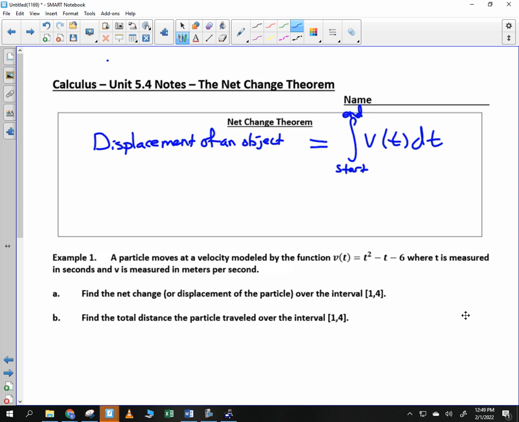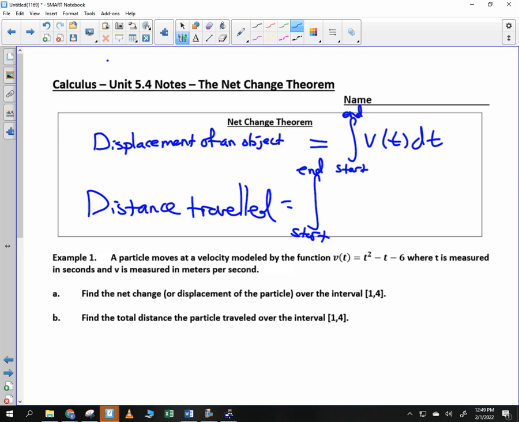If you want the total distance, you have to count what we call positive movement and negative movement. So that would be the absolute value. So distance traveled is equal to the integral from the start to the end of the absolute value of v of t dt.